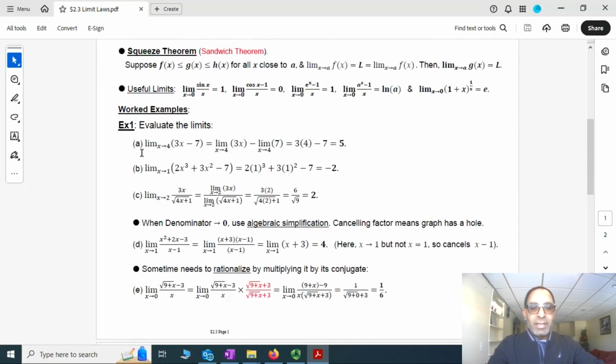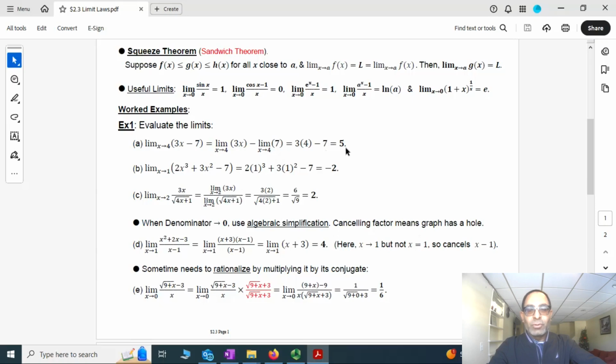So the example A here. The limit of the difference of functions 3x minus 7 as x approaches 4 equals, by our difference law, the limit of 3x as x approaches 4 minus the limit of the constant 7 as x approaches 4. Then next step, plug in x equals 4. So 3 times 4 minus the limit of 7 as x approaches 4. This is a constant function, so the constant doesn't change, so 7 itself.